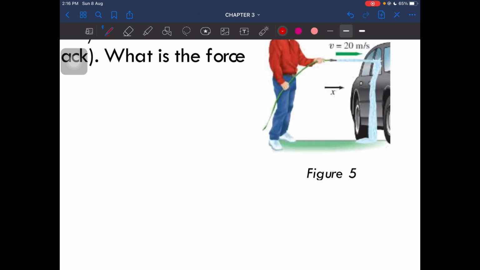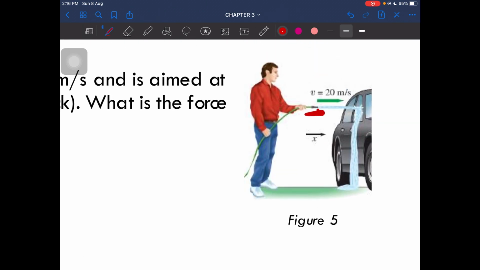We know that when the water is leaving the horse here, there will always be a momentum. So let's define that as the initial momentum, mv initial. And then when it reaches the side of this car, we know that the velocity of the water would equal to 0, right?